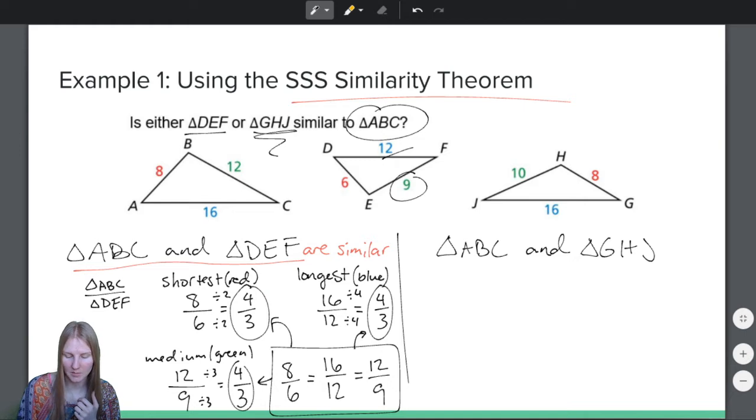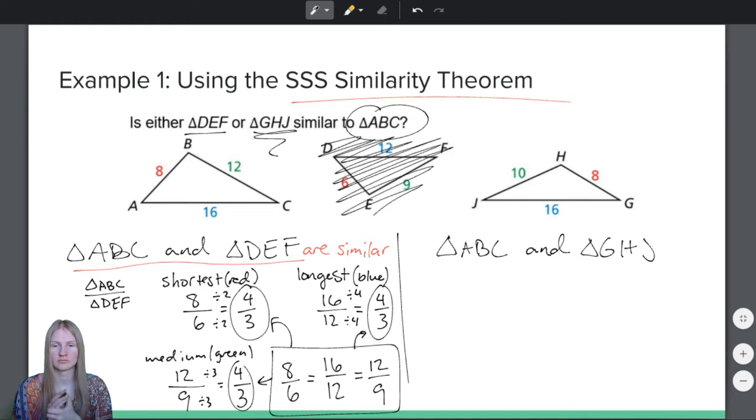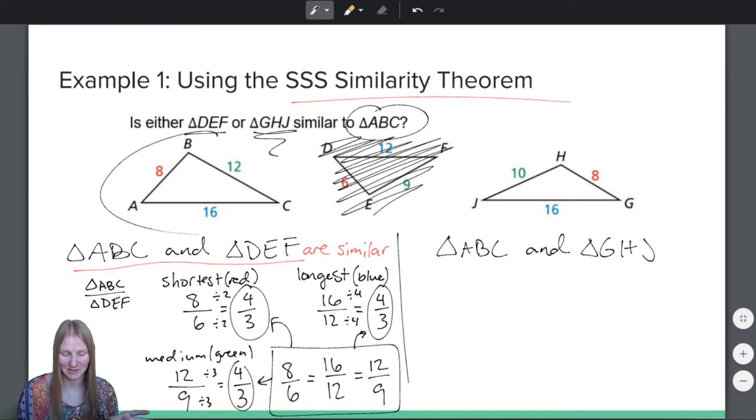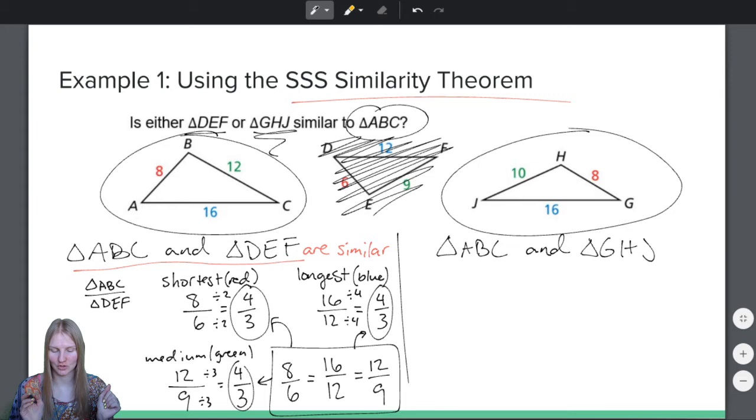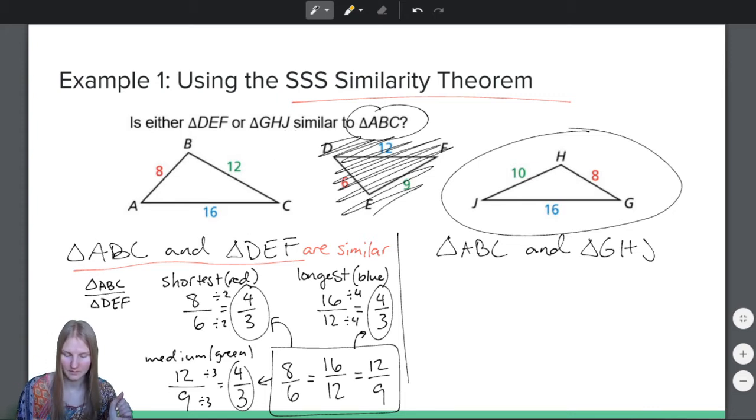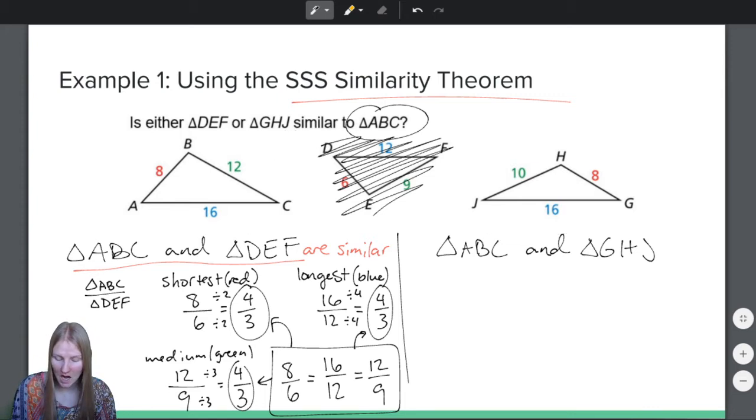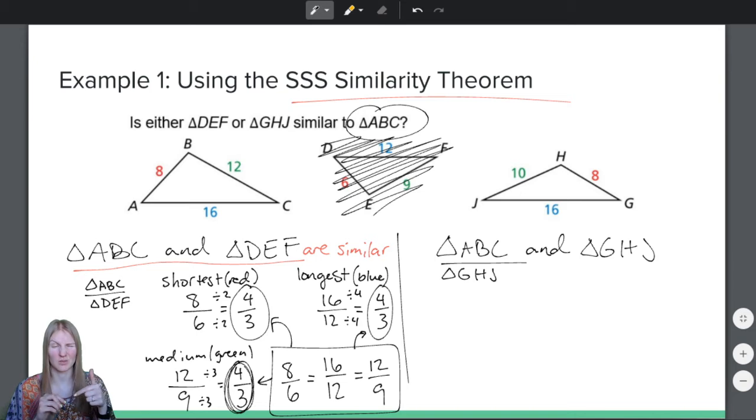So let me clean up this diagram. Now we're done with triangle DEF. So I'm going to cross it out so that I don't accidentally mess it up, because now we're looking at ABC and GHJ. So, again, I'm going to put triangle ABC on top and triangle GHJ on the bottom. Have to stay consistent. If we had flipped this, we would have gotten 3/4 over here. 3/4 isn't the same as 4/3. We have to stay consistent.